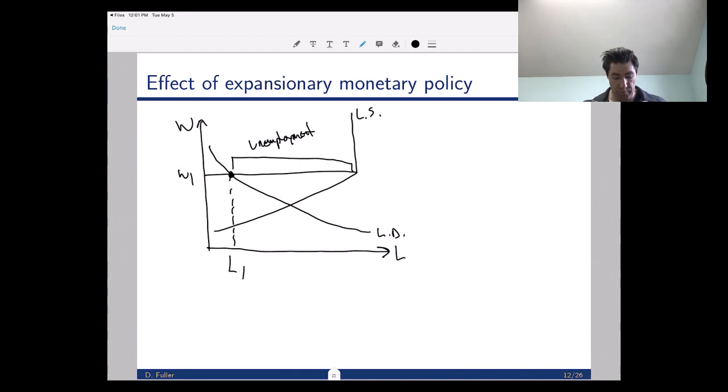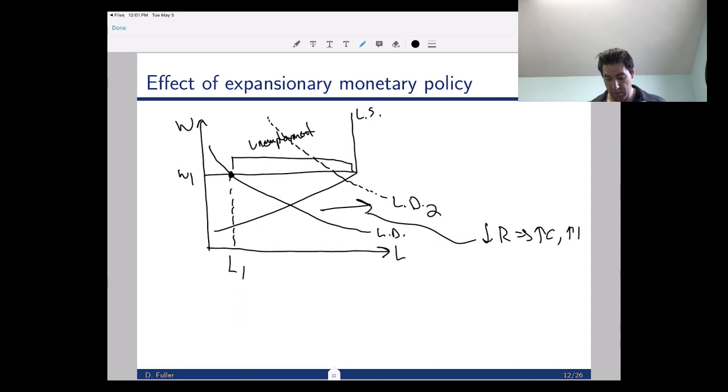And so the goal of the Federal Reserve Bank is to ultimately try and shift that labor demand curve to the right. Decrease the interest rate, increase consumption and investment, and increase the demand for labor. And so the goal then is that we can increase employment.